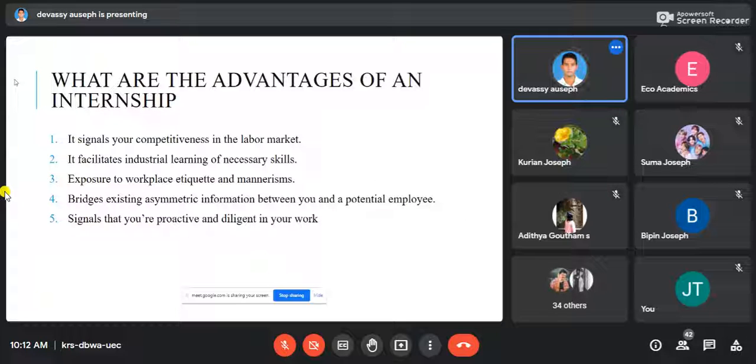I am not sure. So now the fourth thing is it bridges the existing asymmetric information between you and the potential employer. So as I mentioned earlier, there is asymmetric information. It signals that you're competent enough in the labor market. You're a go-getter. And finally, it signals that you're proactive and diligent in your work. So these are the advantages of an internship, both for a corporate internship as well as for a research internship.